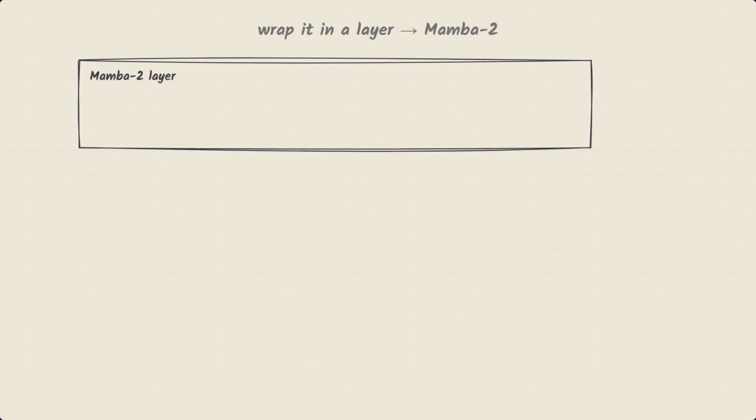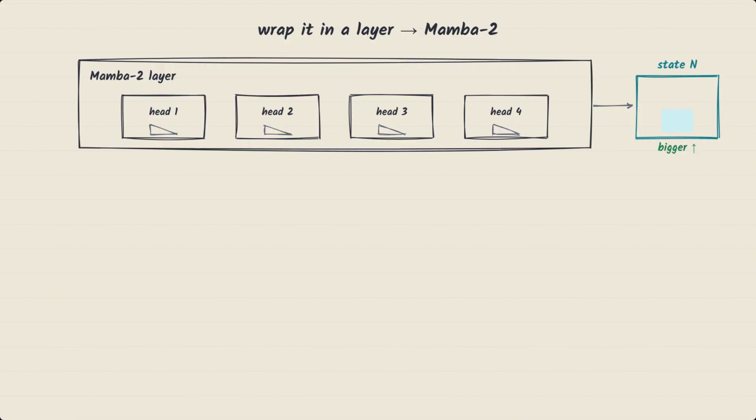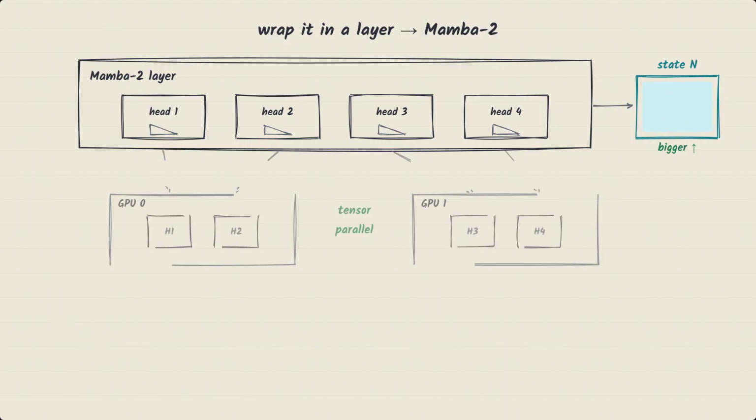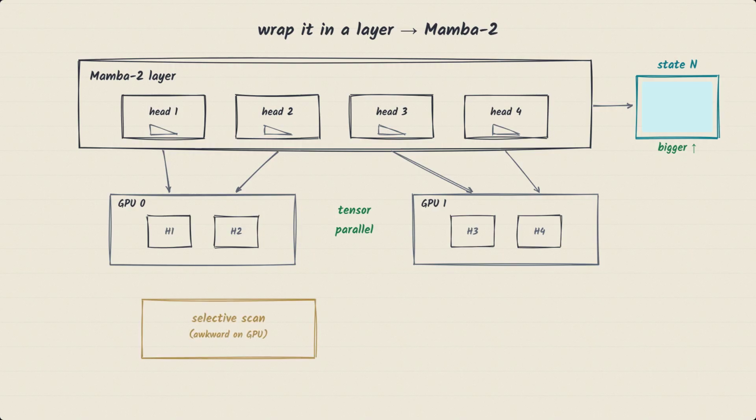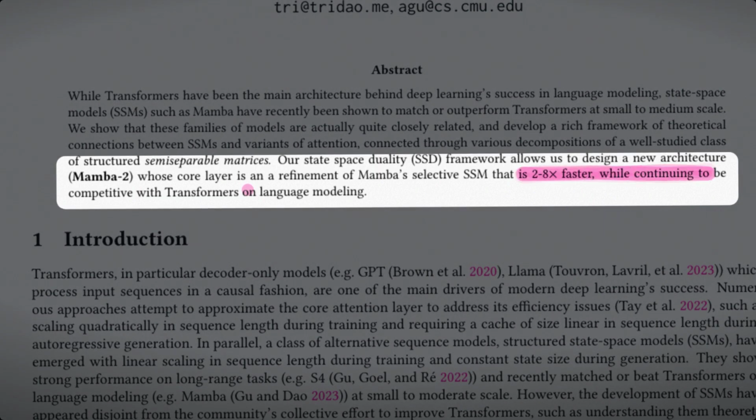Wrap that into a layer and you get Mamba-2. Because it's now attention-shaped, all the transformer tricks transfer, multiple heads, a much bigger state, clean tensor parallelism across GPUs. The selective scan that made the original Mamba awkward on hardware is gone. Replaced by fat matrix multiplies the GPU already loves. And the payoff, in their words.